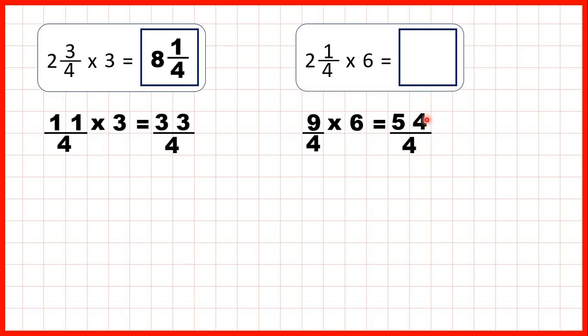But remember, a fraction is really a division, so we can turn this into a mixed number by dividing 54 by 4. 5 divided by 4 is 1 remainder 1, because 1 times 4 is 4, then we need 1 more to get to 5. Now 14 divided by 4 is 3 remainder 2, because 3 times 4 is 12, and we need 2 more to get to 14. But we can write the remainder 2 as our numerator, and the denominator is 4 because that's our divisor, that's the number that we're dividing by. So our answer is 13 2/4.